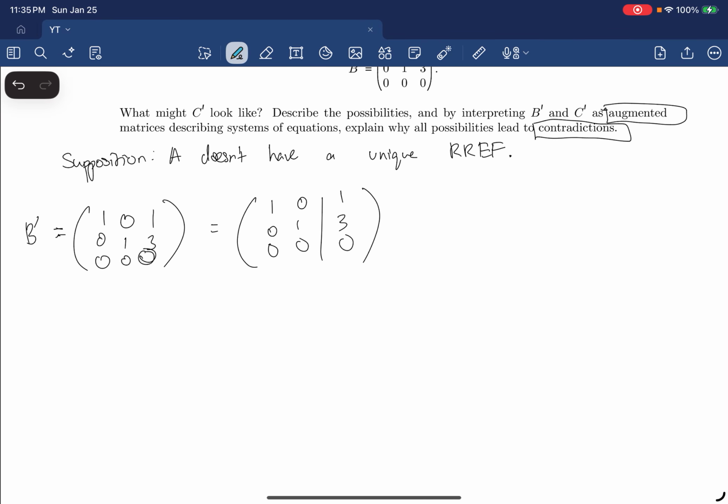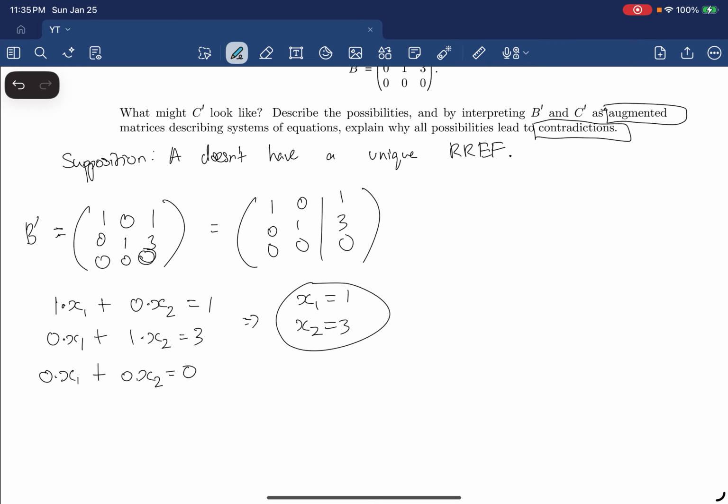Okay. If you interpret this matrix as a system of linear equations, you're going to get 1 times x1 plus 0 times x2 equals 1; 0 times x1 plus 1 times x2 equals 3; 0 times x1 plus 0 times x2 equals 0. You want to ask yourself, is this a consistent system of linear equations? Is the solution set consistent? Yes. x1 equals 1, x2 equals 3. This holds up, right? And you can write this as (x1, x2) equals (1, 3). That's the solution set of B prime.